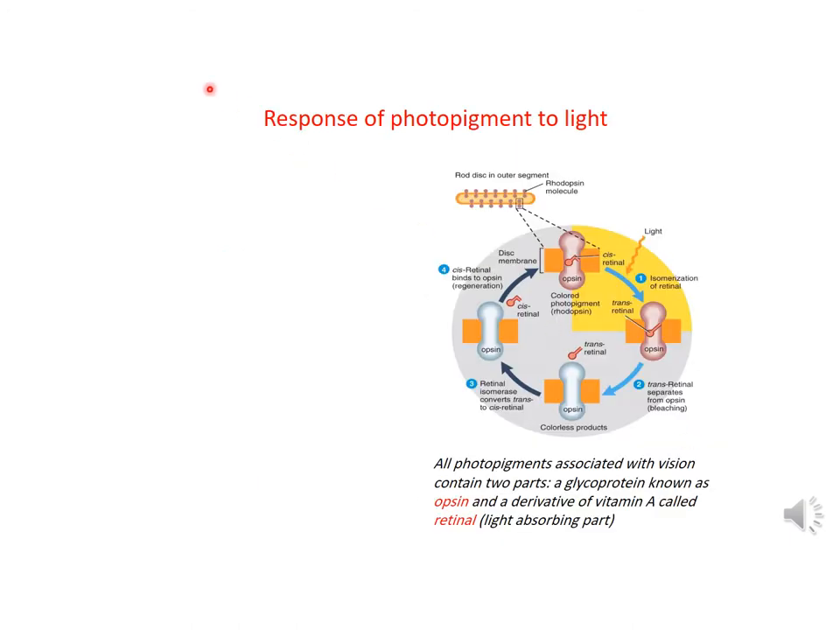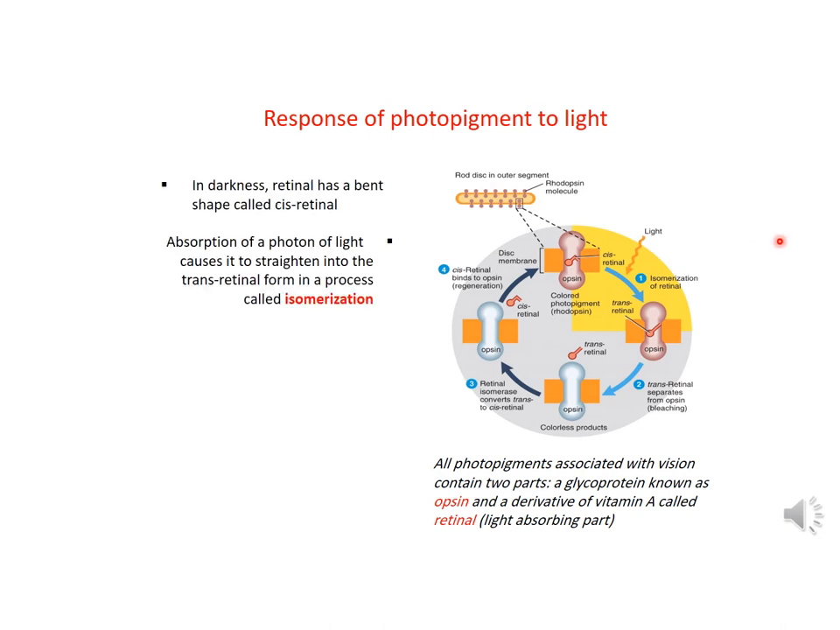Response of photopigment to light. What is the effect of light on the photosensitive pigment in the retina? That is the rod discs present in the outer segment, and these rod discs contain the rhodopsin molecule. If we look at the rhodopsin molecule, it contains a certain type of vitamin A derivative called cisretinal.